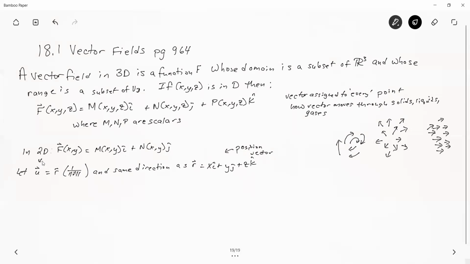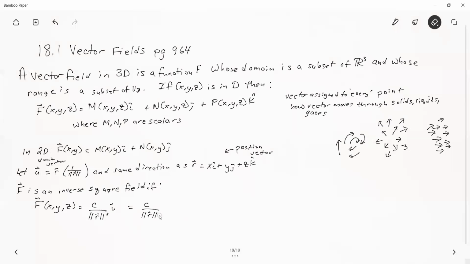And this was our unit vector. Okay, F is an inverse square field if, sorry, I forgot to write if, our F of x, y, z is equal to c over the magnitude of r, quantity squared, times our u, which is equal to c over the magnitude of r cubed times our r, where c is a scalar.